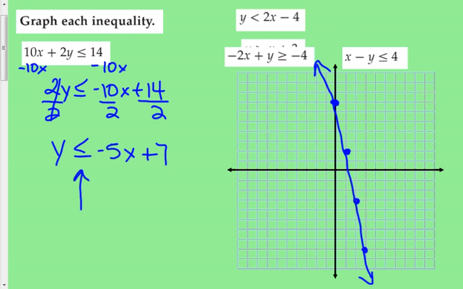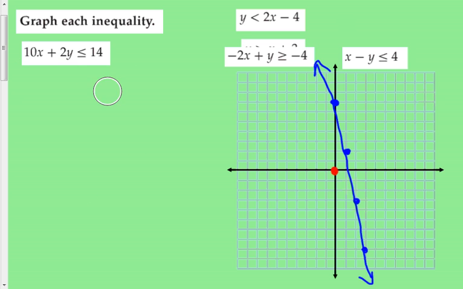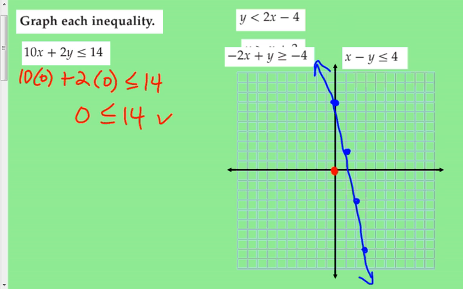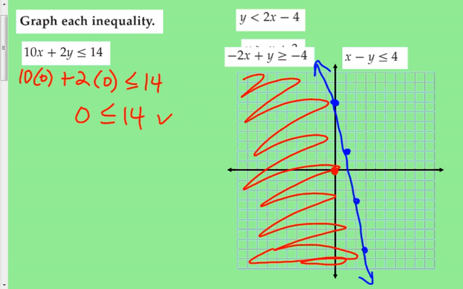So we're gonna use the 0, 0. This should be the bottom side. So we're gonna plug our 0 and 0 in. See if we're right. That's the side we shade. So 10 times 0 plus 2 times 0 less than or equal to 14. You come out with 0 less than or equal to 14. And that is a true statement. So this is the side we shade, which is underneath the line in a way, less than. And that one's now graphed.